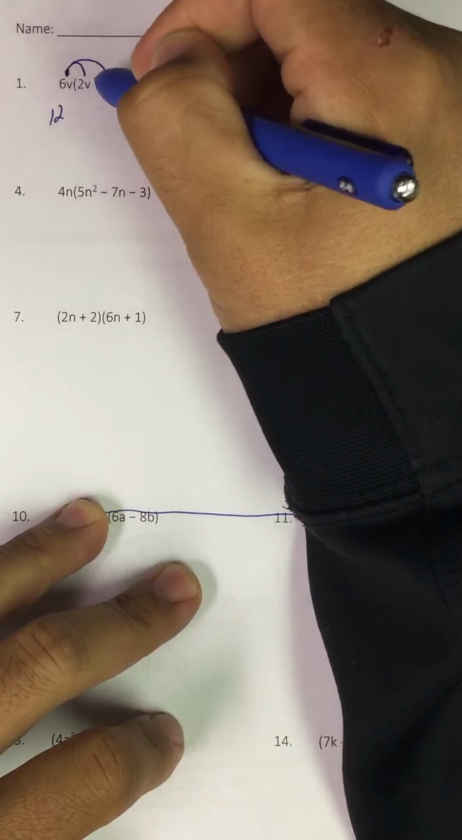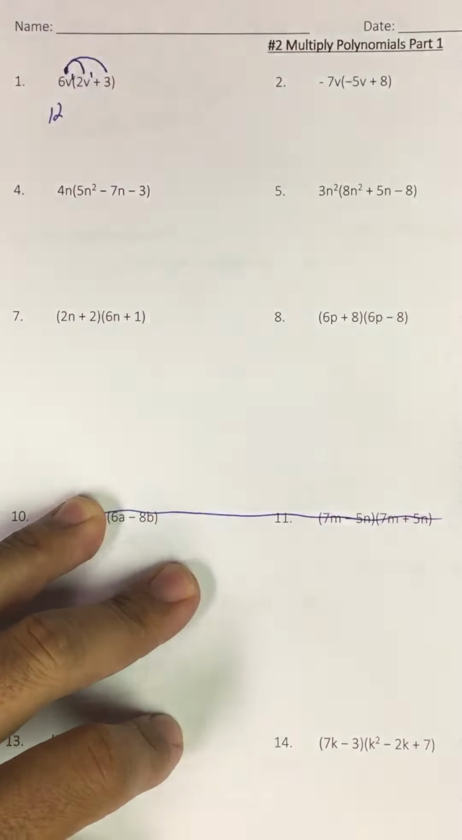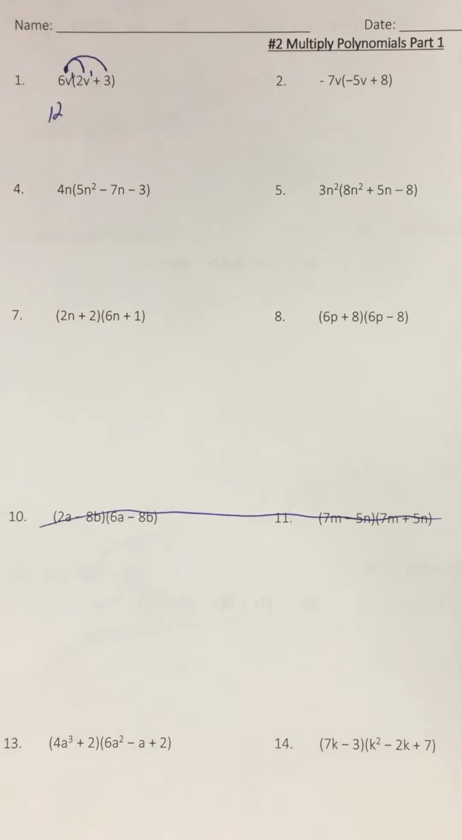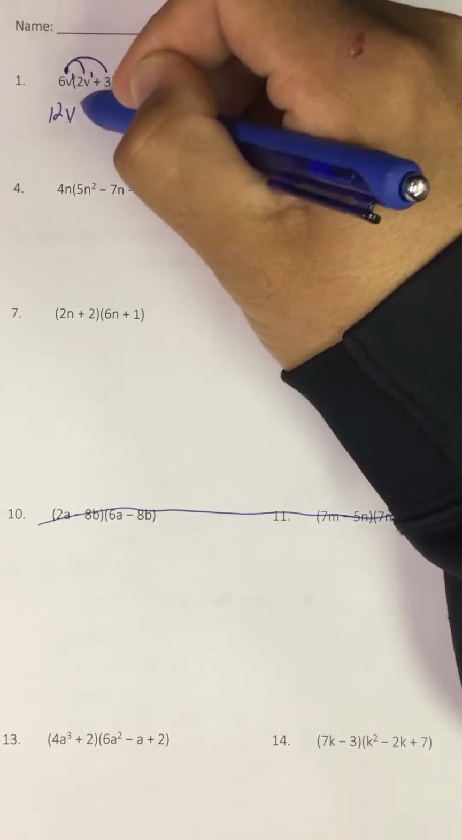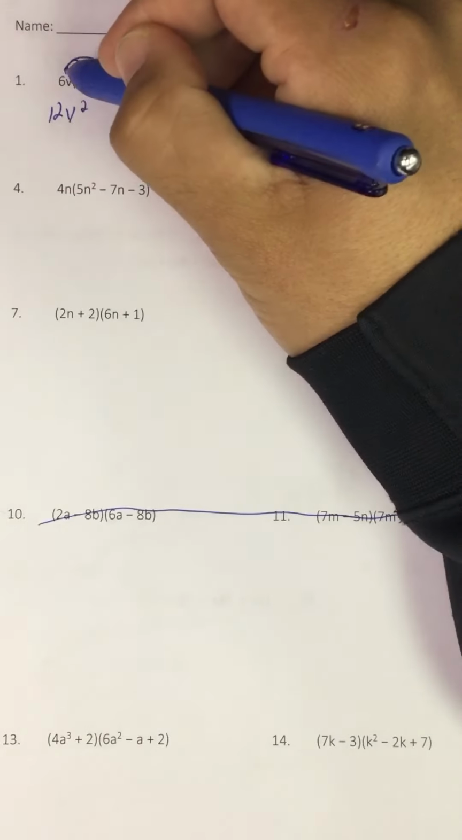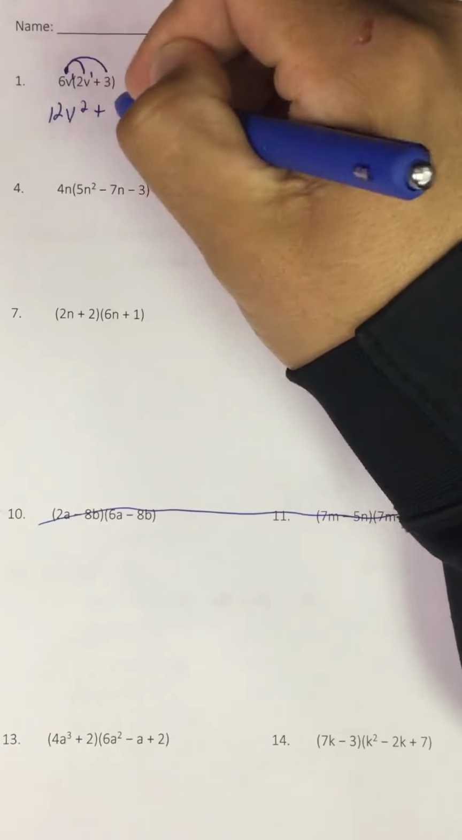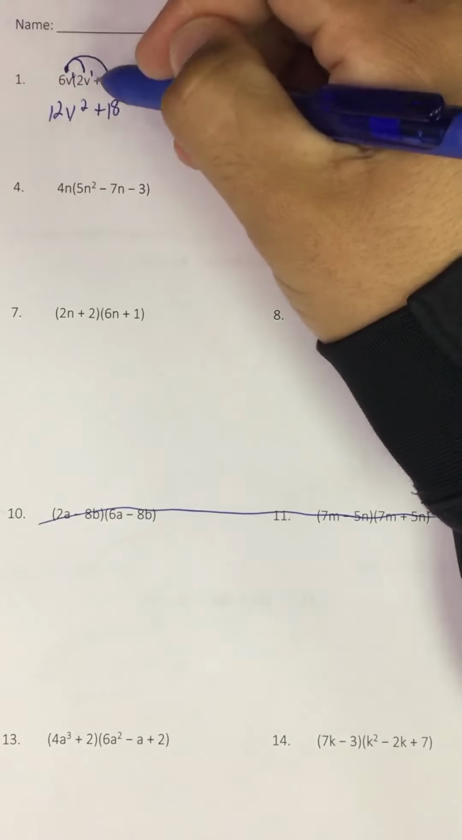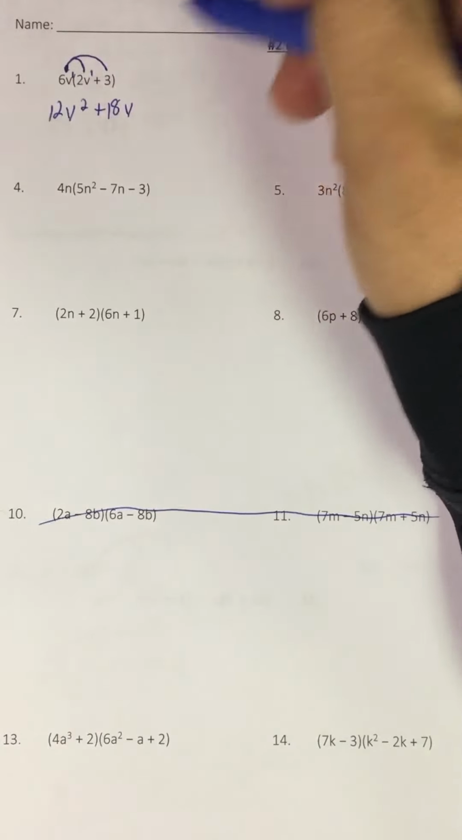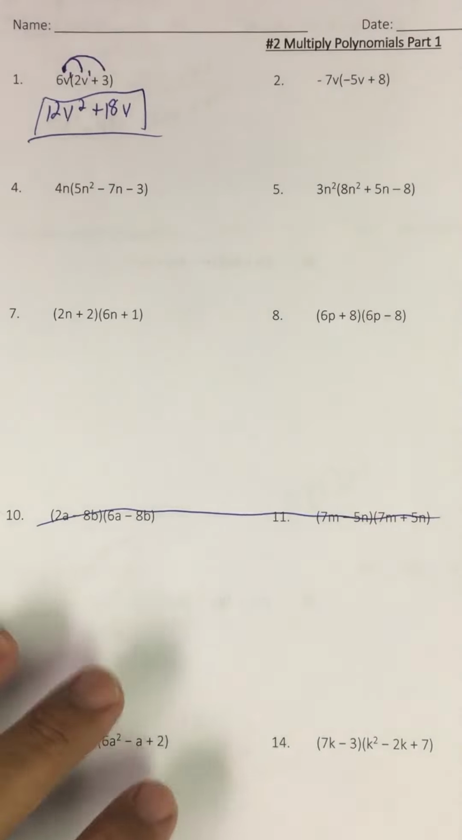Now I'm multiplying v times v. So I need to look at the exponents. Even though it's not written there, if it's a v by itself, the exponent is automatically 1. So if you need to, you write them down. But now it's v, and I add the two exponents, so I get a 2. Now if I'm doing 6v times 3, that's 6 times 3 is a positive 18. And I say positive, so you know you've got to put a plus there. And then you still have to have your v there. That's the answer. That's it. That's all we're having to do right now.